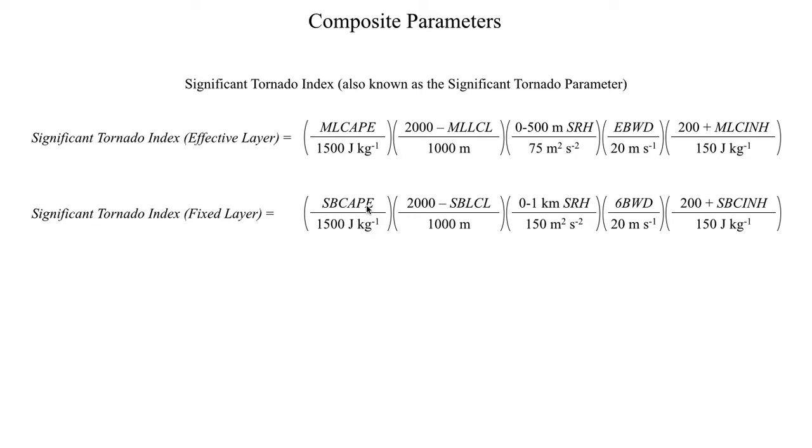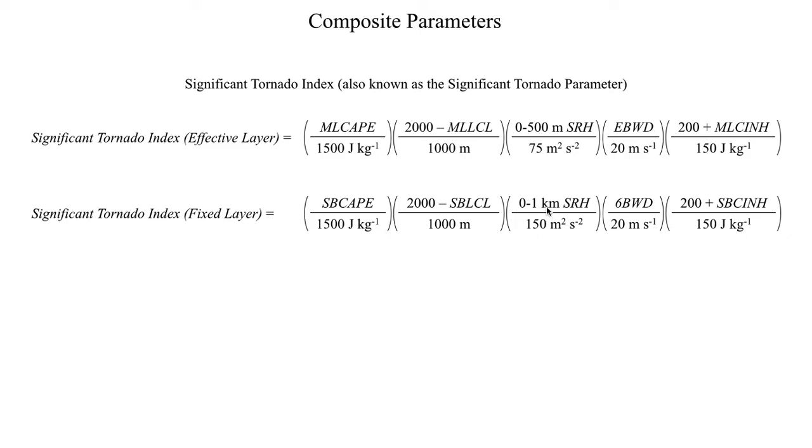So this uses surface-based CAPE instead of mixed layer CAPE, which again is just an assessment of how much buoyancy. And this uses surface-based lifting condensation level instead of mixed layer. In a lot of cases, these are the same, but there are some cases where they're not. If you've got significant differences between effective and fixed layer, then you might have an environment that's maybe not as favorable for tornadoes. But if these two values are pretty close to each other, then usually there's not much cause for concern. Cause for concern in a relative sense. You might have to worry about tornadoes if these two indices are in fact pretty close to each other.